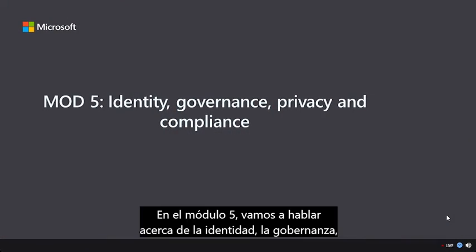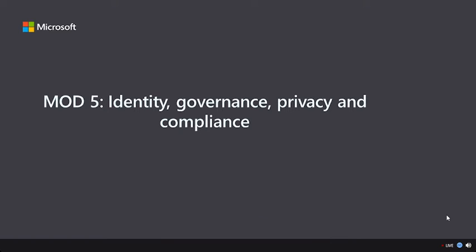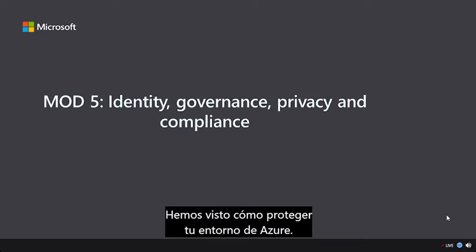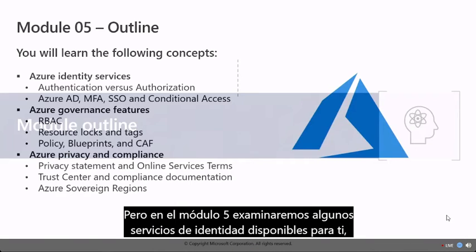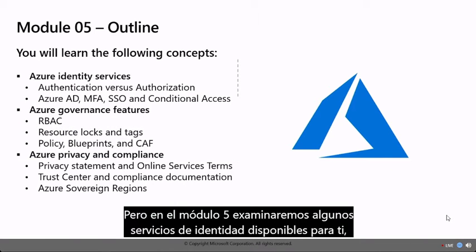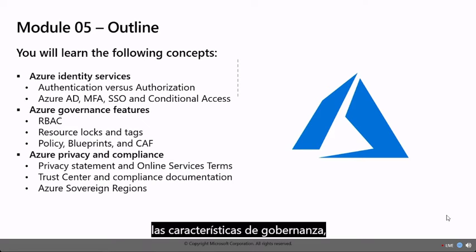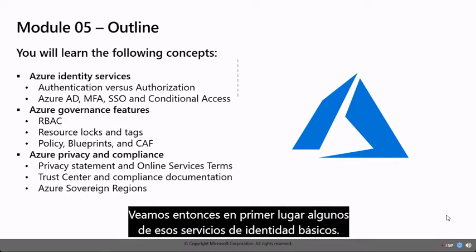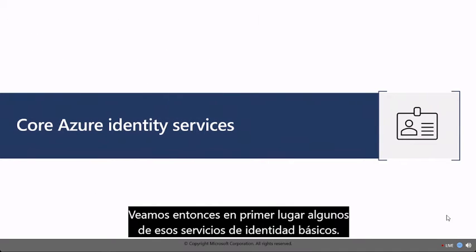So with Module 5, like I said, we're going to talk about identity, governance, privacy, and compliance. We looked at how we're securing your Azure environment, but in Module 5, we'll look at some of the identity services that are available to you, the governance features, as well as the privacy and compliance that Microsoft offers you as a customer. So let's look first at some of those core identity services.